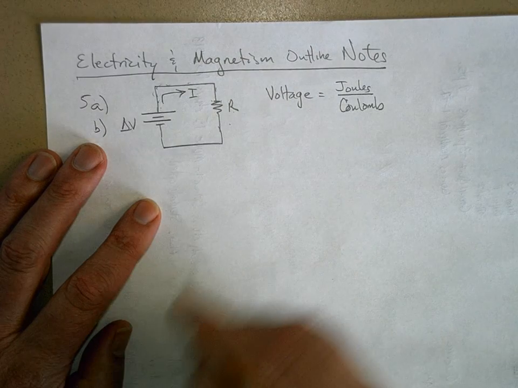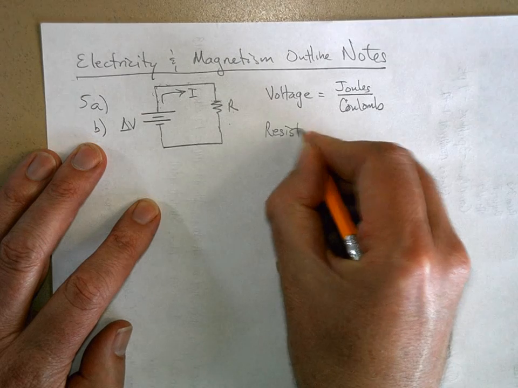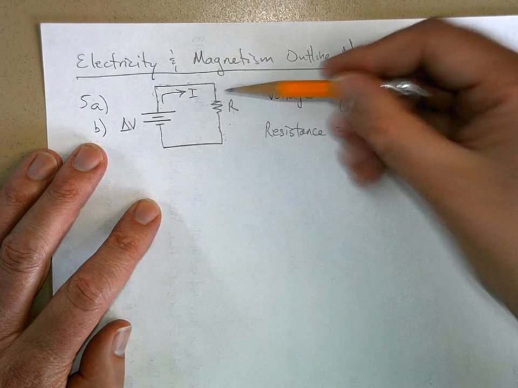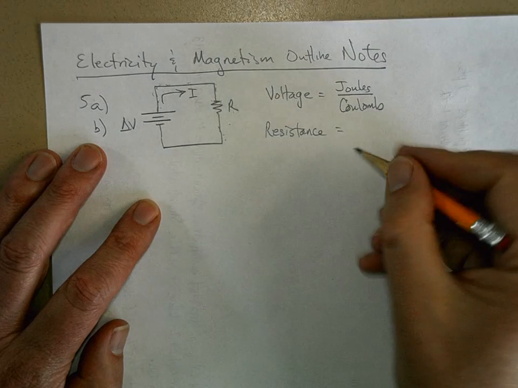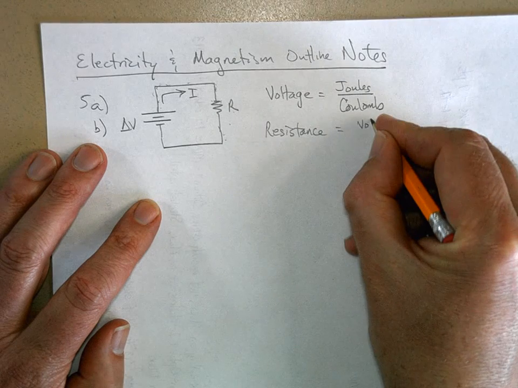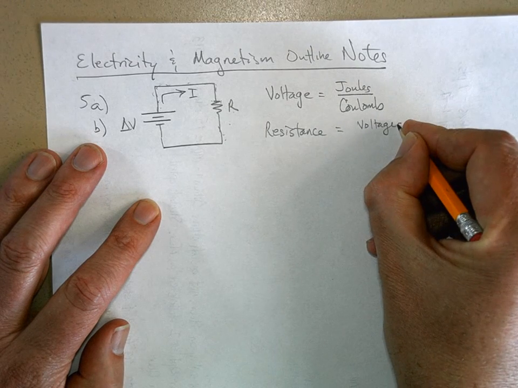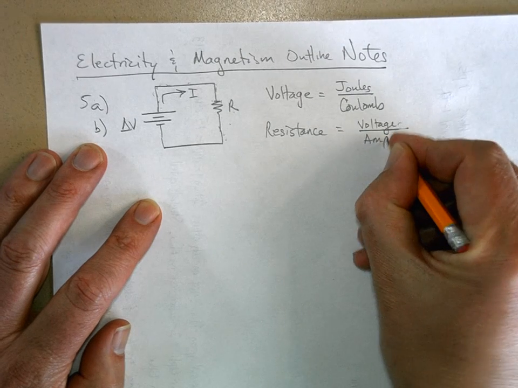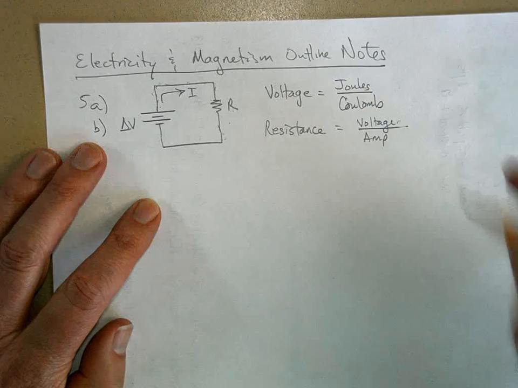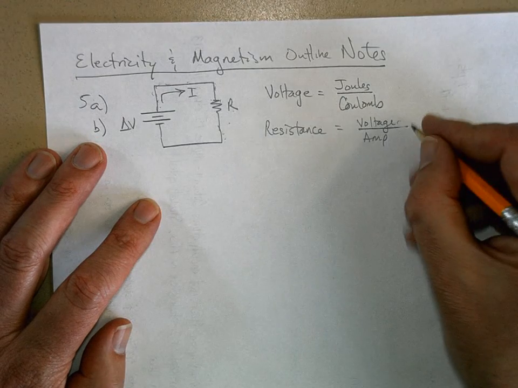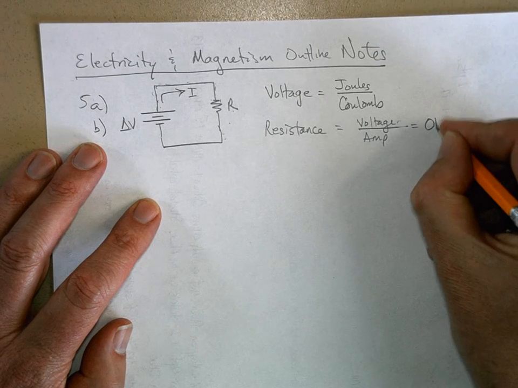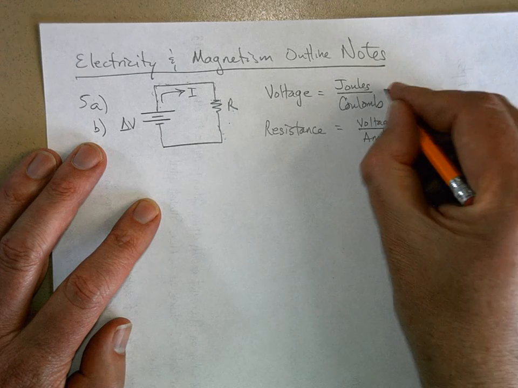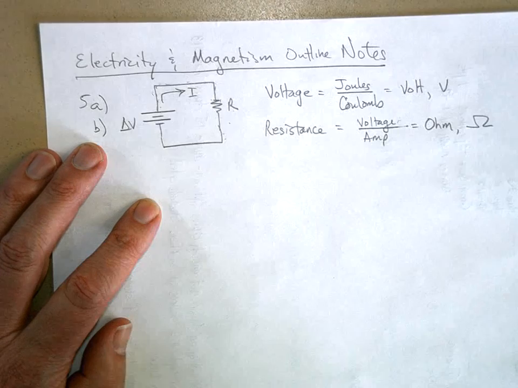What is resistance? Resistance is how much voltage I need to get 1 amp of current to flow through it. This is really kind of explaining it using units. The voltage you need to get 1 amp of current to flow through it, and a volt per amp is called an ohm, abbreviated with an omega. A joule per coulomb is a volt, abbreviated with a V.